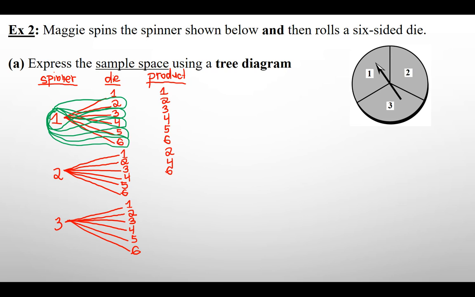2 times 3 would be 6. 2 times 4 would be 8. 2 times 5 would be 10. 2 times 6 would be 12. And then this one right here, it would be 3 times 1 is 3.